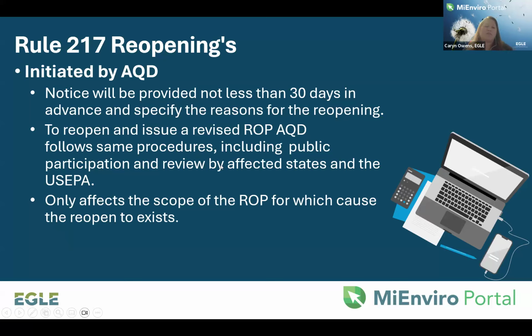And then to reopen and issue the ROP, the procedures are going to be the same. We're still going to let the company have their comment period on the draft changes, and then it's going to go through the public participation, and then it also will go through the EPA 45-day review.